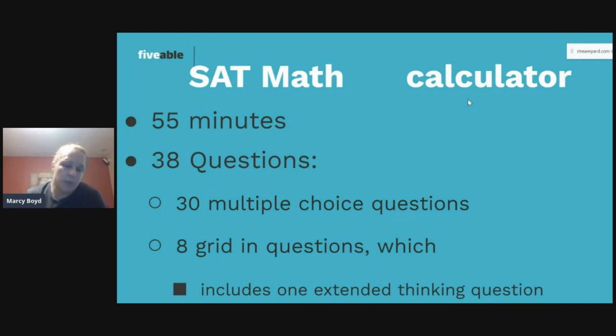Now this one I kind of broke down a little bit more. It is 30 and 8. So 30 multiple choice questions, choose the best one choice answer. 8 grid-in questions, which I then said does include one extended thinking question. And what I mean by that is they will give you a scenario and they might ask 2 or 3 questions about it. So that's where they're talking about an extended thinking question. And this topic does kind of hit that sometimes.